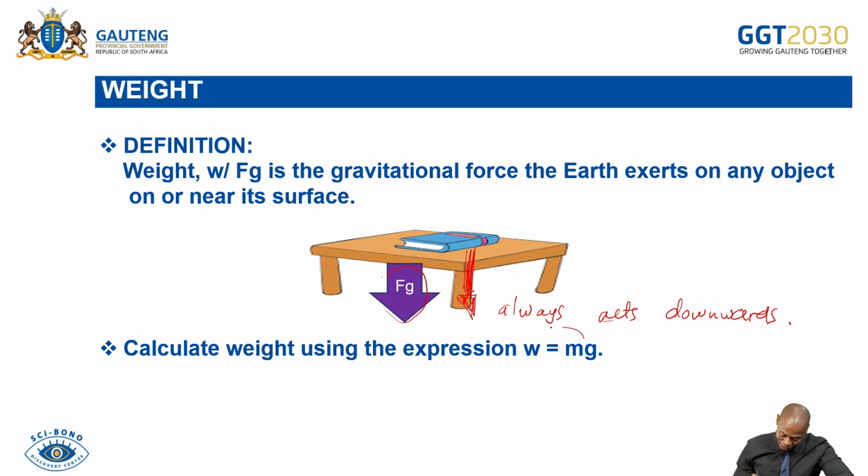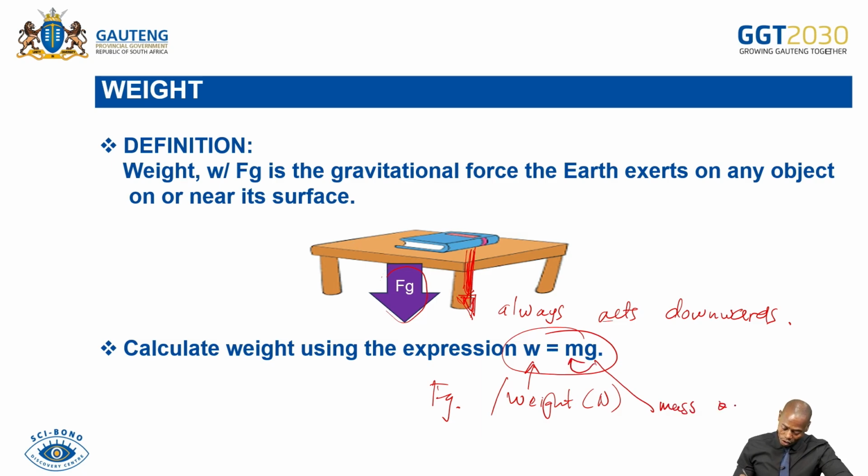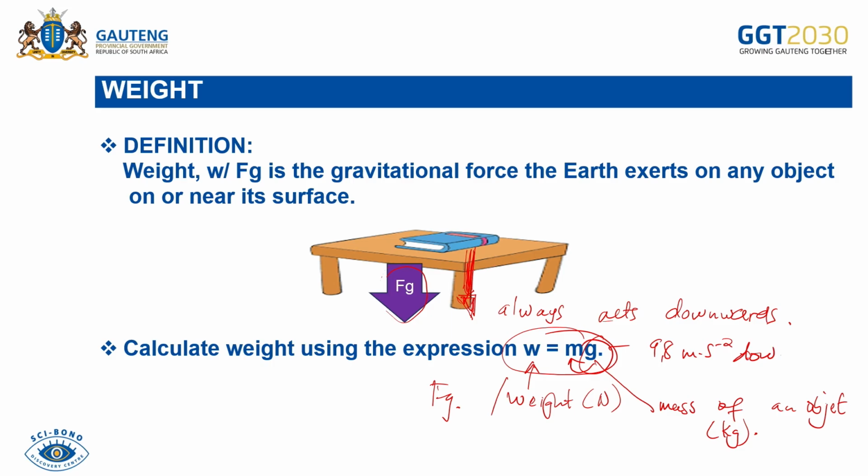How do we calculate the gravitational force? We use this equation, where W is weight, which is measured in newtons, or gravitational force. Then m is the mass of an object, which is measured in kilograms. g is there on our data sheet. g is a constant, which is 9.8 meters per second squared, always acting in which direction?